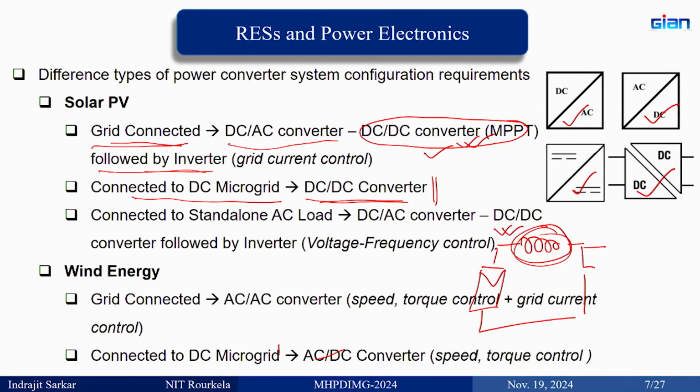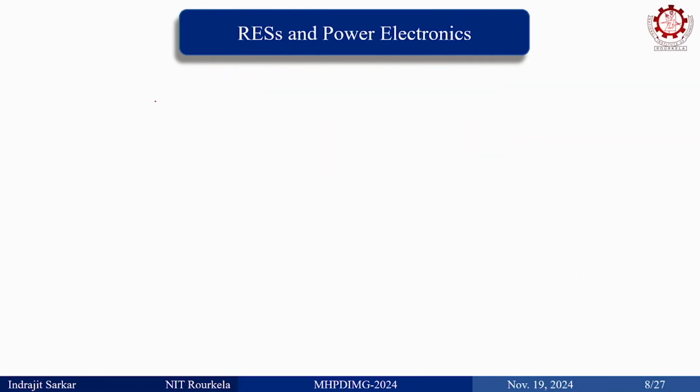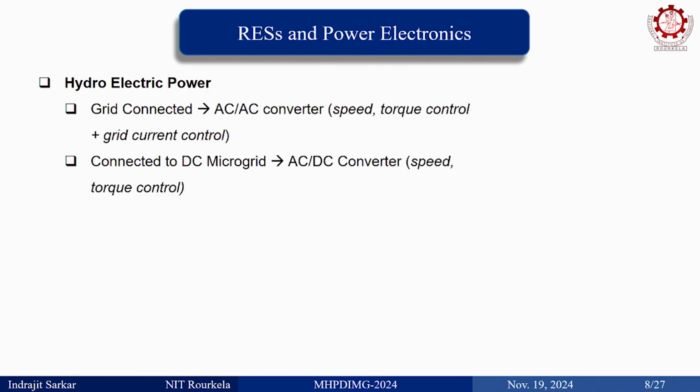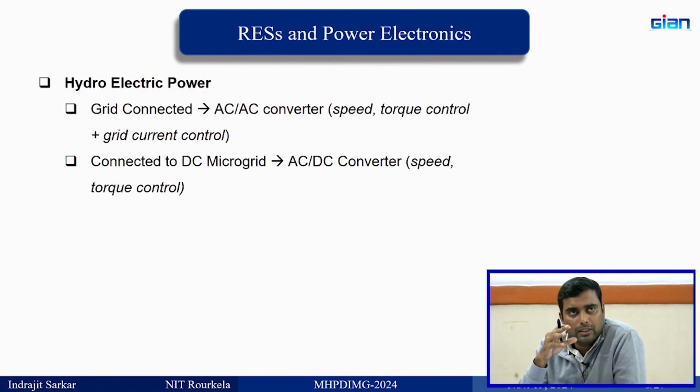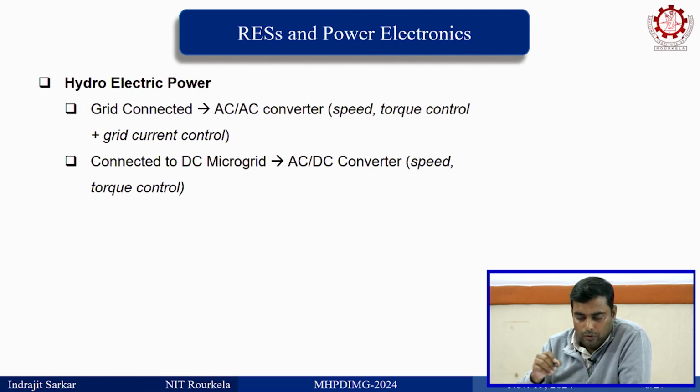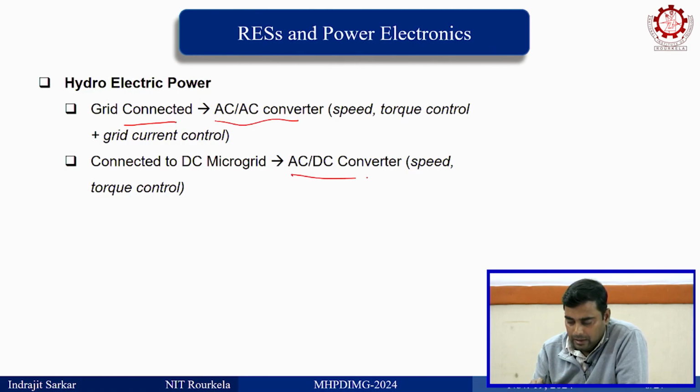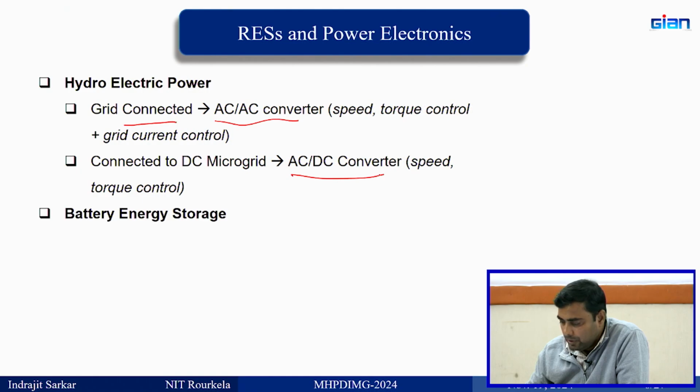Or if it is DC microgrid connected, then you need an AC to DC converter. So depending on what kind of application you have, your converter configuration is going to change. When it is hydropower, you will see that for hydro and wind, the power extraction is almost similar. So for a hydro power plant also, grid connected, you need AC to AC, and when it is microgrid connected, then you need AC to DC.